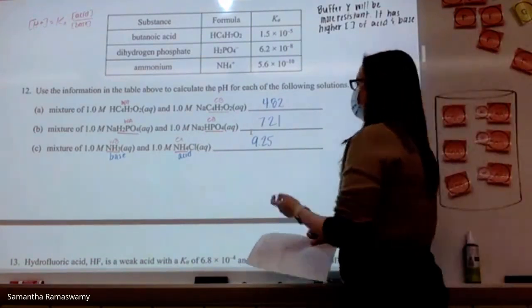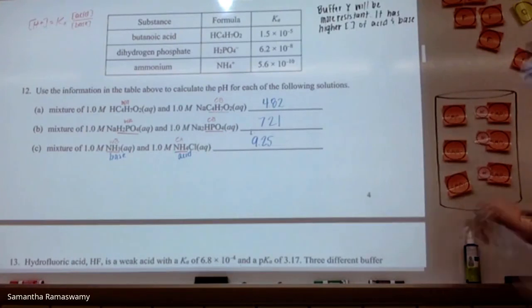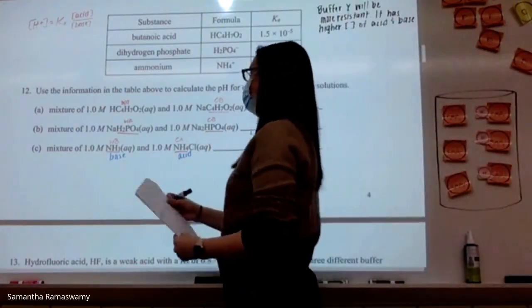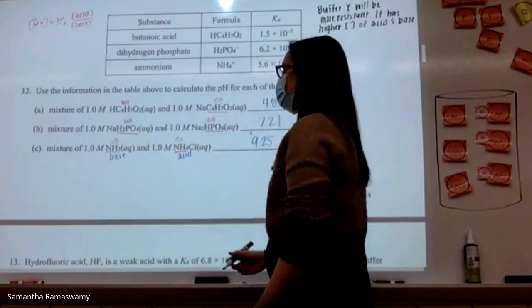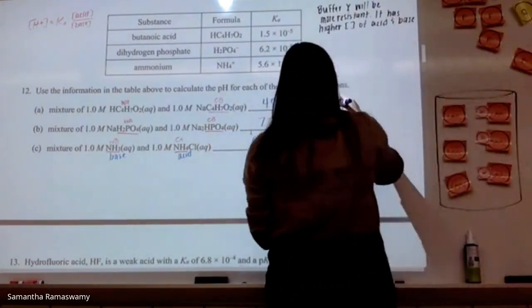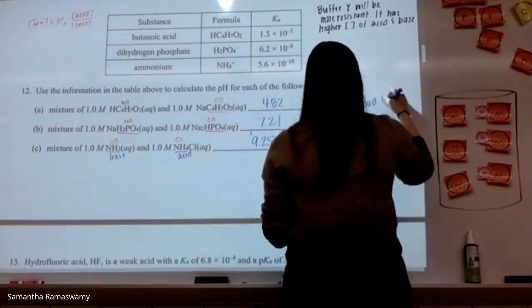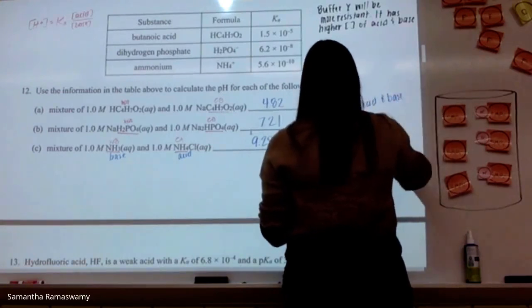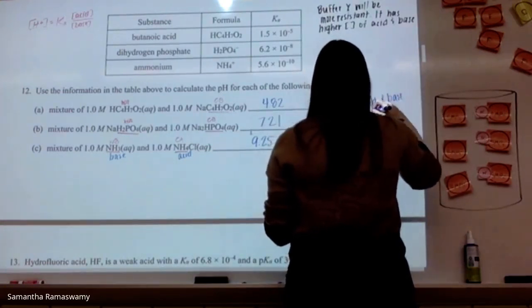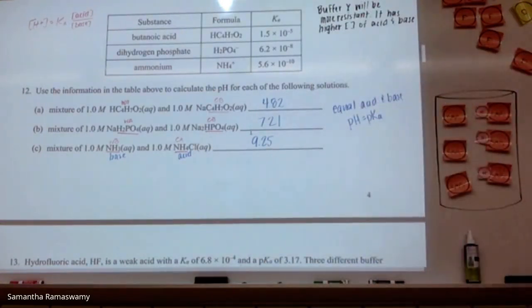If you take a look, I know I didn't show the work over here. All of these are actually equal amounts, 1 molar of each. So for all of these, the acid equals the base. Technically, since they all have equal amounts of acid and base, that means that the pH equals the pKa. So for each one of these, because they had equal amounts of the acidic component and the basic component, pH equaled pKa.